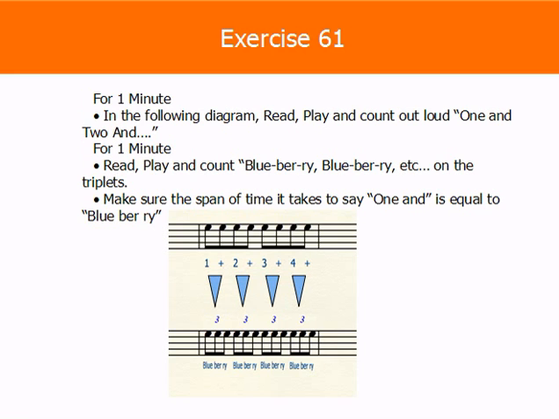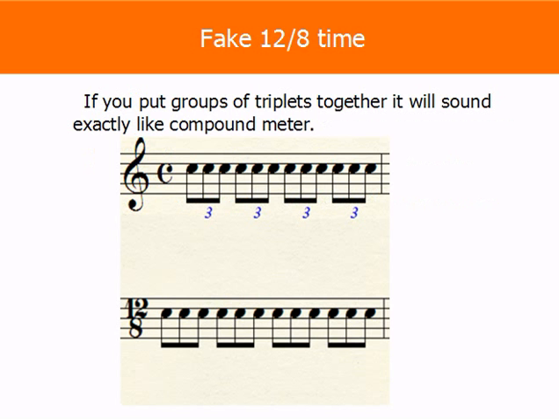So for 1 minute, in the following diagram, read, play, count out loud 1 and 2 and, etc. Read, play, and count "blueberry, blueberry" on the bottom. So you get that 1 and a 2 and a feel. So 1 and 2 and 3 and 4 and equals blueberry, blueberry, blueberry, blueberry. Or you can count 1 and a 2 and a 3 and a 4 and a. Okay? So if you put groups of triplets together, it'll sound exactly like compound meter.